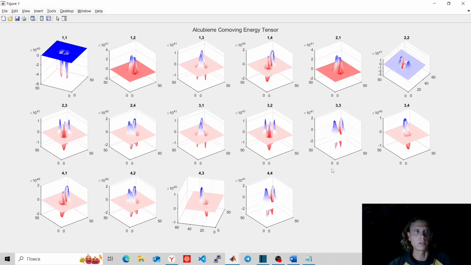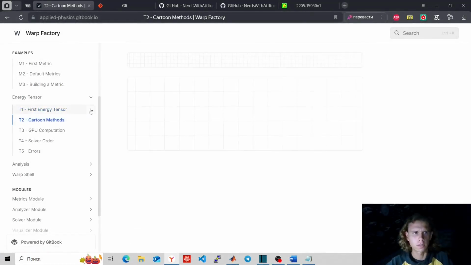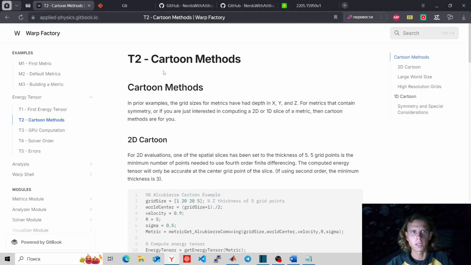But I know that the 0 component is responsible for energy density, mass energy density, so that's why I'm looking at this picture and I can reason something from that. For other components it's hard to make a reason. What else can we do? There are a few more things. It's a different method of computation.